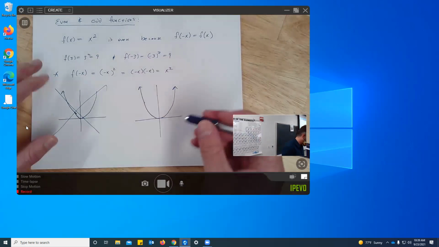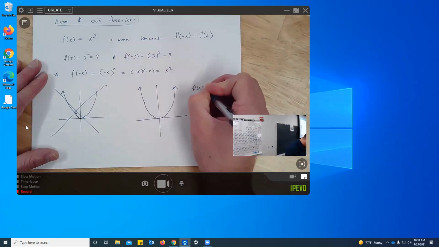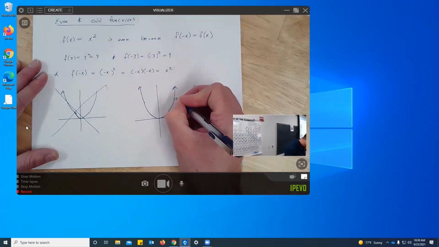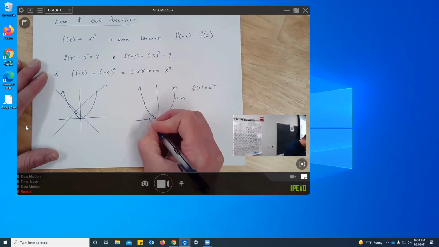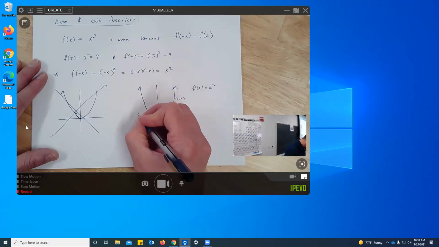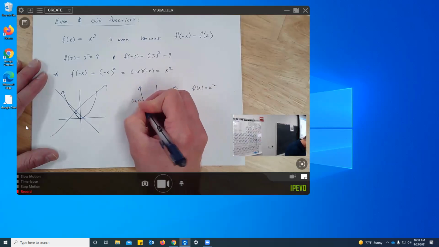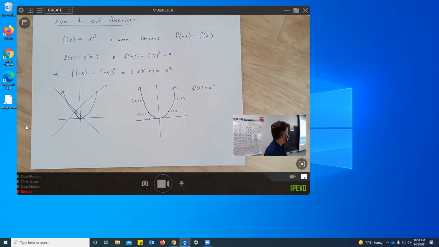So let me write some things here. This is f of x equal to x squared, and you've got points like (1, 1) and (2, 4), and (-1, 1) and (-2, 4). But I would say you should not do a lot of graphing. And certainly you should know how to graph things, be aware of graphing things.